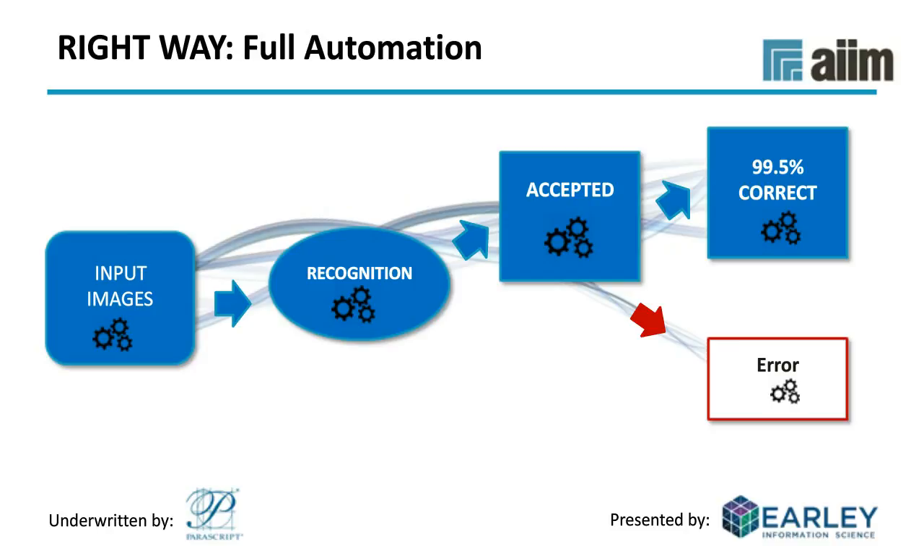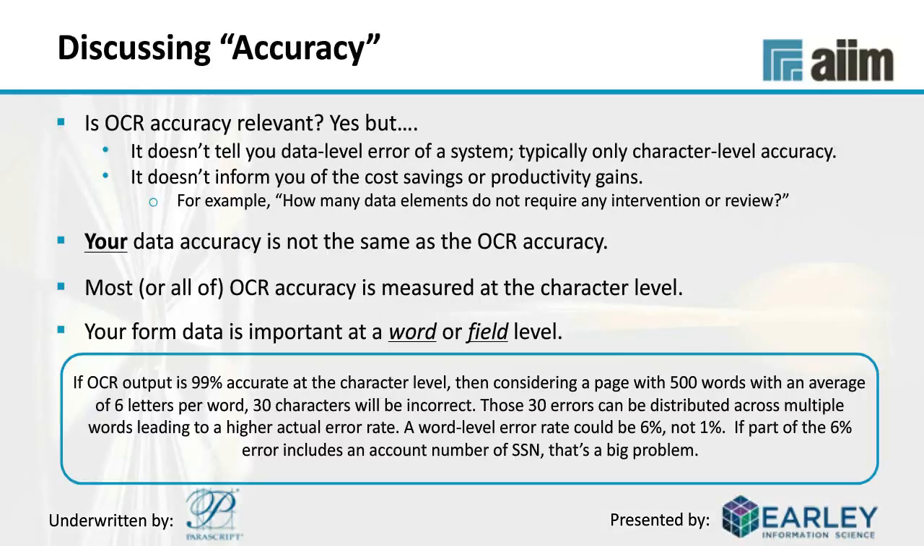So the objective is to get 80, 90, 95% straight through processing, no manual intervention, leaving only about 5% or less of the data for somebody to look at or verify. But this is certainly not the case. Let's dig a little bit deeper into what you need to talk about and what you need to understand when it comes to accuracy.